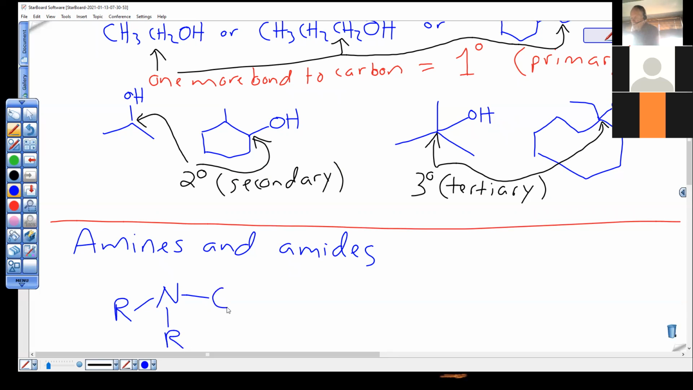Amines have to have at least 1 bond to carbon. If they don't have 1 bond to carbon, then they're called ammonia. You remember that one? NH3. It's not organic.